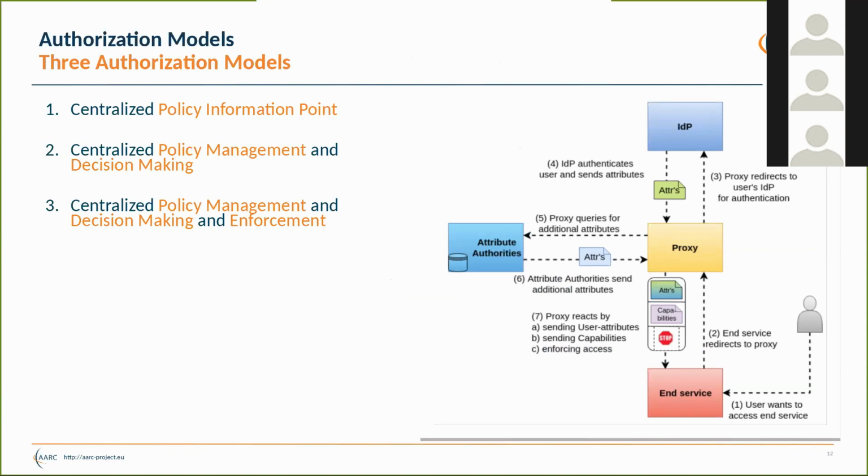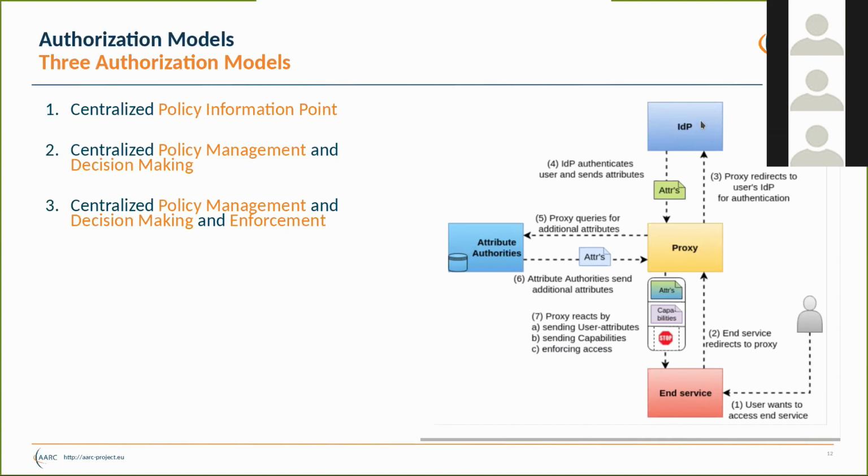It shows the typical flow of a user through the BPA infrastructure. The goal of this user is to access, in the end, some resource on an end service. And this user is redirected through a proxy, eventually to an IDP for authentication.